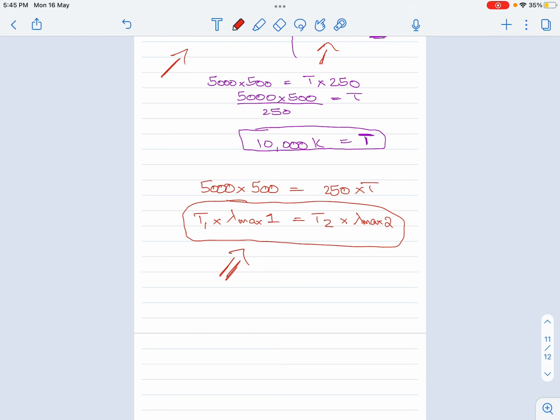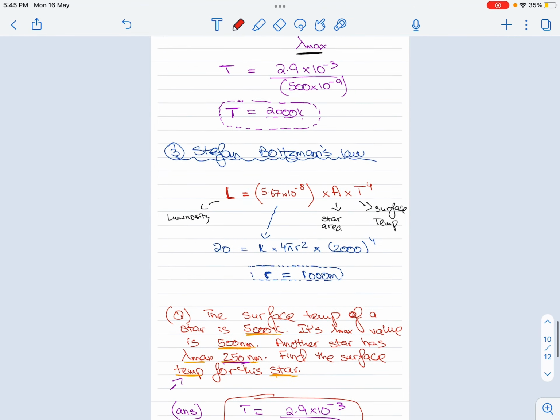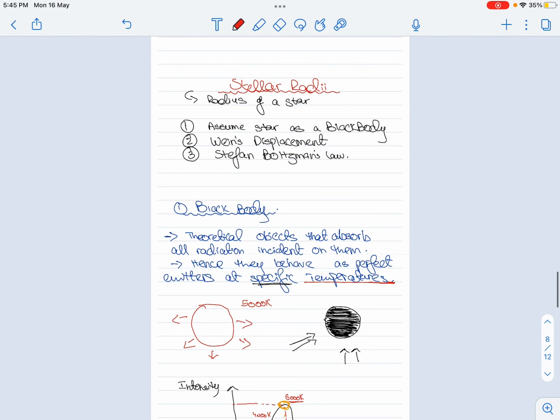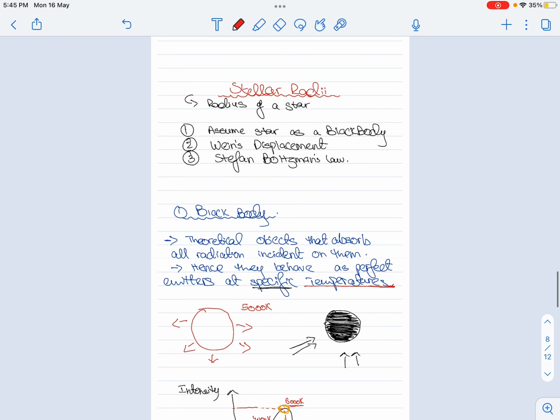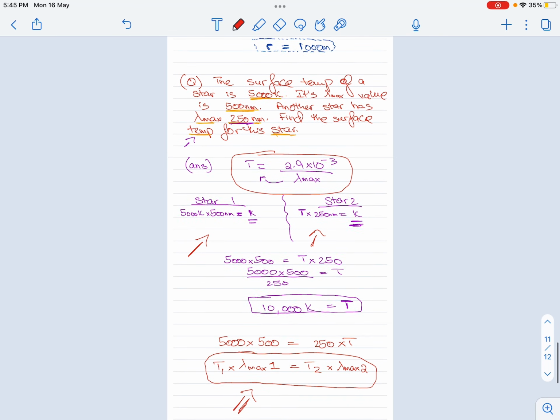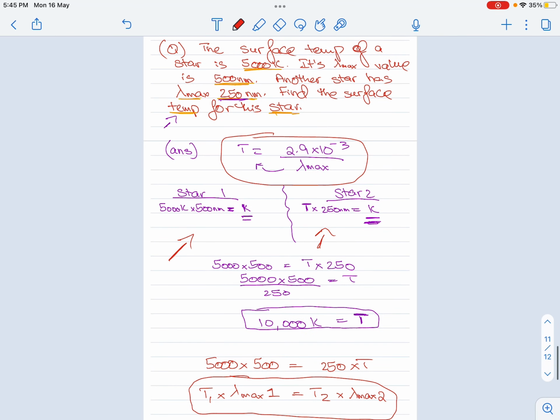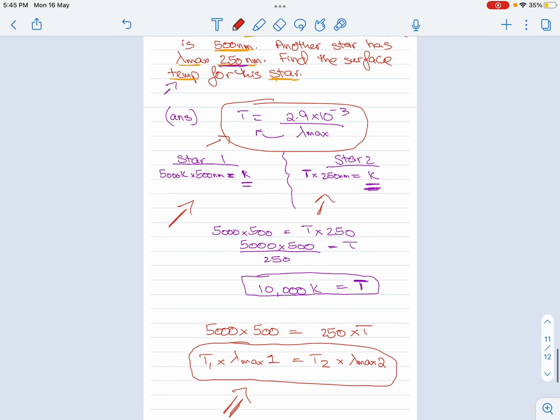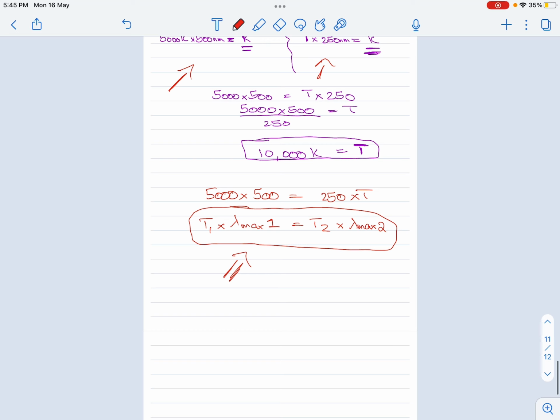So that was all for today. We learned how to find the radius of a star. There are three main steps to finding the radius. First, assuming it's a black body. Number two, using the Wien's displacement law. And number three, Stefan Boltzmann law. And another thing we discussed was finding the surface temperature of a star using the Wien's displacement formula. But if two stars are given, we equate them and we use this formula instead.